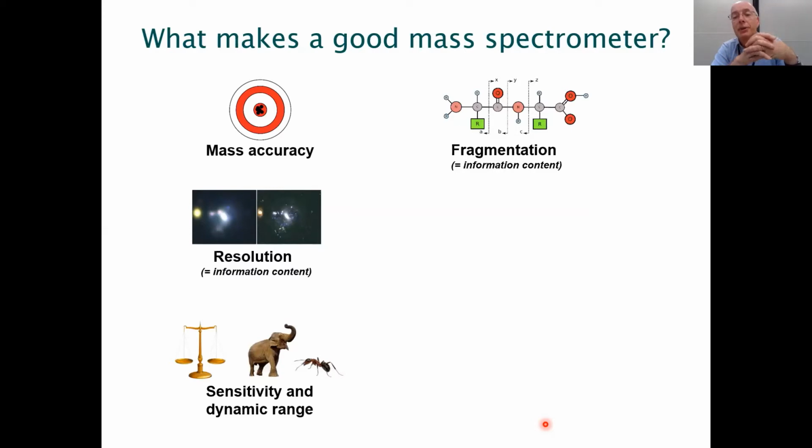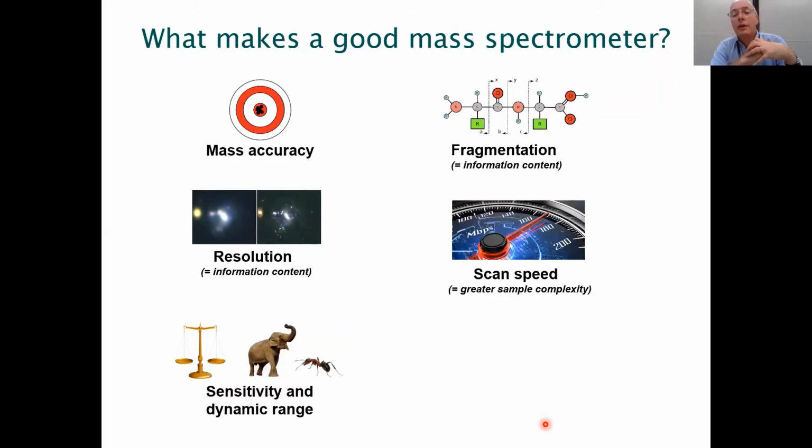Fragmentation is important. Fragmentation is the ability to take parent ions, fragment them and measure the fragments, and this equates with information content. So the better your instrument is at fragmentation, the more information you will get. Scan speed. So this is the ability to generate spectra and look for fragments. And the faster you can scan, the greater the sample complexity you can deal with.